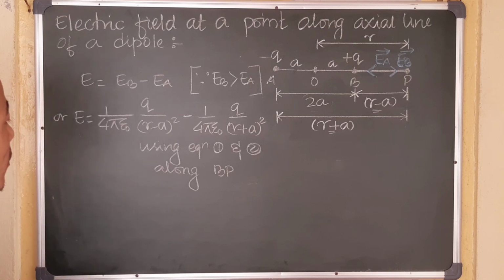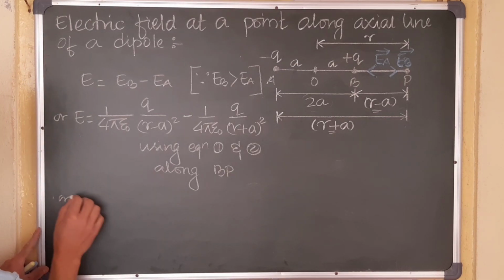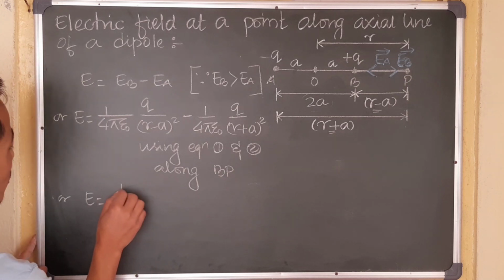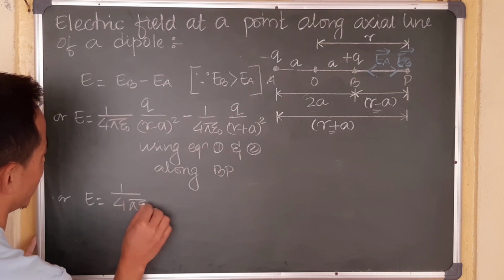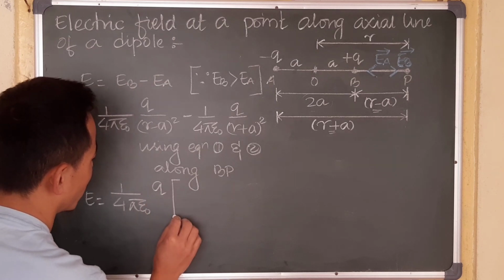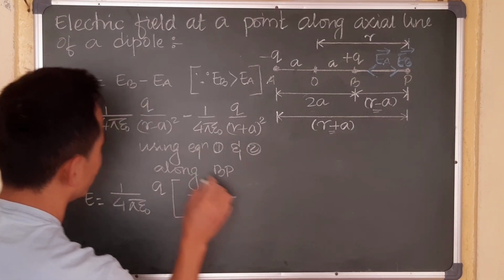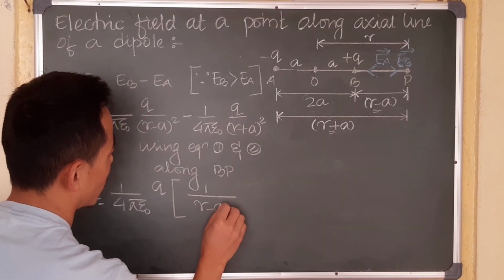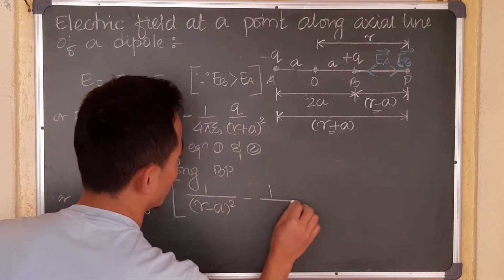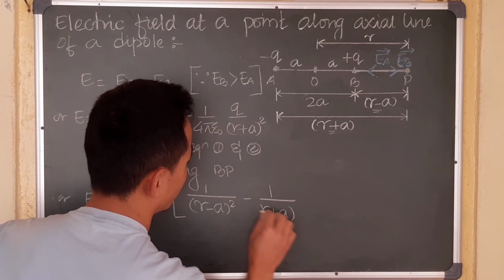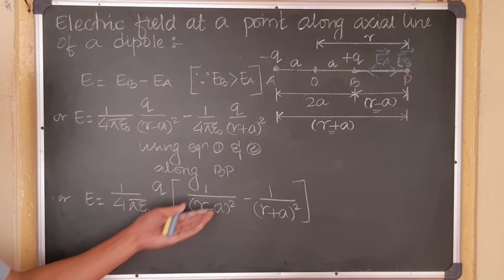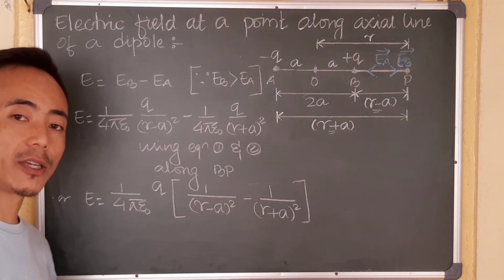So let's now simplify this equation further. E is equal to, you can take out the common terms. We have 1 by 4 pi epsilon naught common, and Q in the numerator is also common. Inside the bracket we will have 1 divided by (R minus A) whole square, minus 1 divided by (R plus A) whole square. We have to keep on simplifying this equation further.